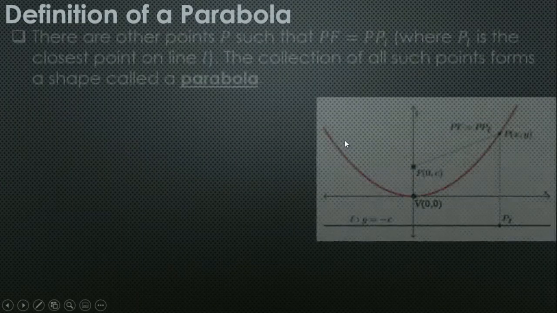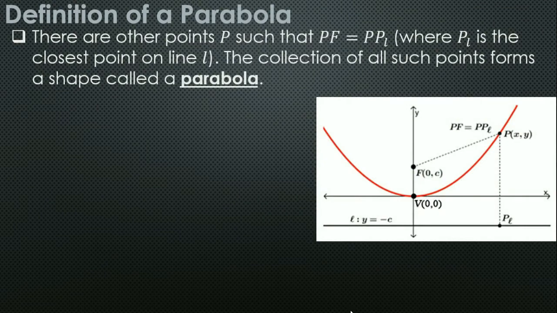Anong gustong i-imply nito? So there are other points P such that the distance between point P and point F is equal to the distance between point P and the line L, where P sub L is the closest point on line L. The collection of all such points forms a shape called a parabola. Okay, so kapag nandito yung point natin, if we try to measure the distance of this point between point F and the distance between this line, pareho lang din. Same is true kapag nandito yung point natin. Or kung nandito, if you try to measure the distance between this point and F and then between this point and this line, same lang din ang makukuha natin.